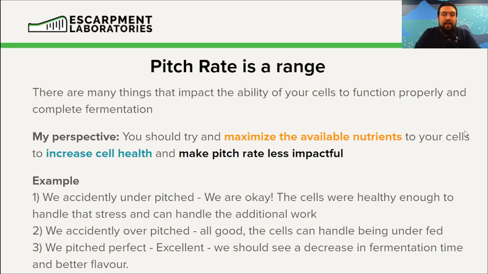We'll get to that. Now, a few examples. Say you accidentally underpitched. If you have healthy, well-fed cells, you're okay. The cells are healthy enough to handle that stress and handle that additional work. If we accidentally overpitch, we cut the amount of nutrients each one has available, say by half, by doubling the pitch rate. The cells are still fine. They're happy. They're healthy. They can shoulder the stress, no problem. And if I pitched perfectly, awesome. Excellent. We should see decreased fermentation times and probably better flavor. All of these are beneficial if we focus on increasing cell health. I know I'm probably sounding like I'm beating a dead horse here, but it's really important.